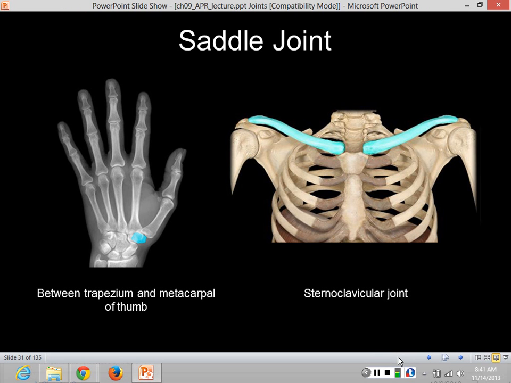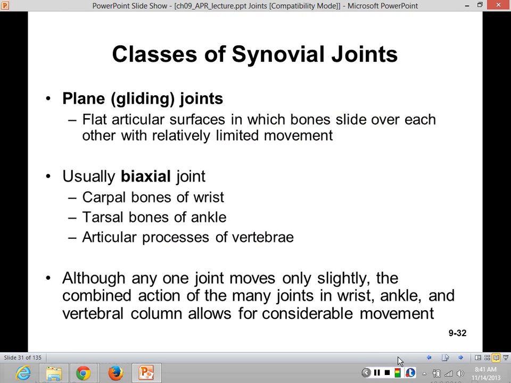So here they're showing you the saddle joints between the trapezium, the metacarpal, and the sternoclavicular. Gliding joints, those are pretty easy too. Those are just bones that really slide right past each other. Those 8 bones in your wrist, these are gliding joints. The bones in your ankles, those 7 bones, those are what? Gliding joints. And the articular processes of the vertebrae.